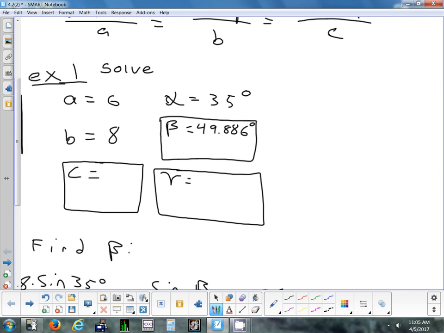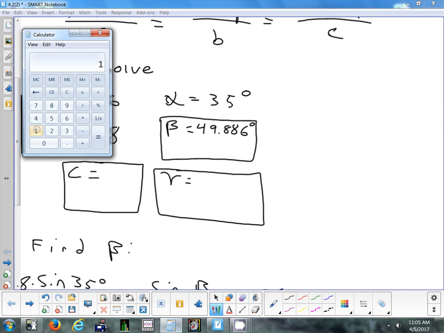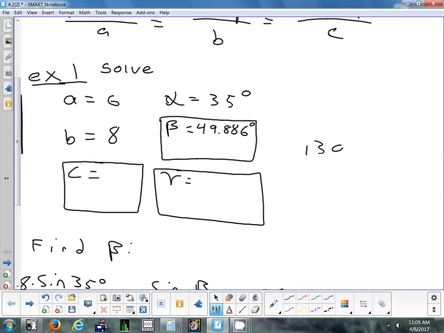Now, does anybody remember what you do with that number to find the second solution? Now, even once we do that, it doesn't guarantee it works. We still have to check it. Yeah, subtract that from 180. So 180 minus 49.886 gives me 130.114. Okay, so if there's a second solution, that's what it is. How do I check if that second solution works? What do I have to look for?